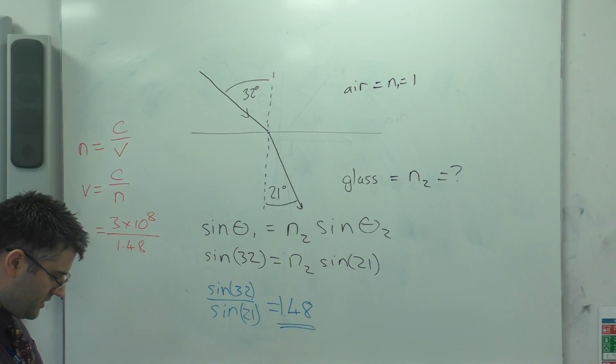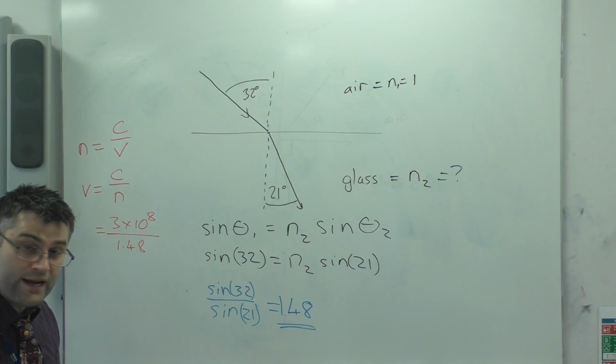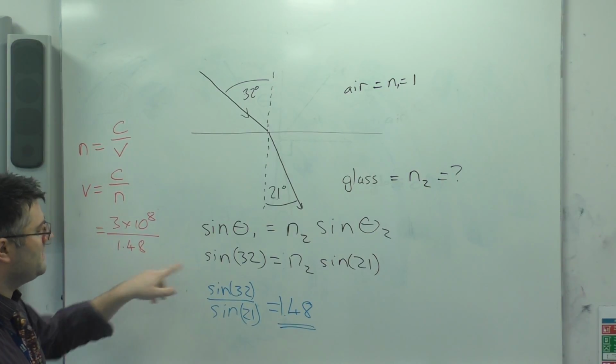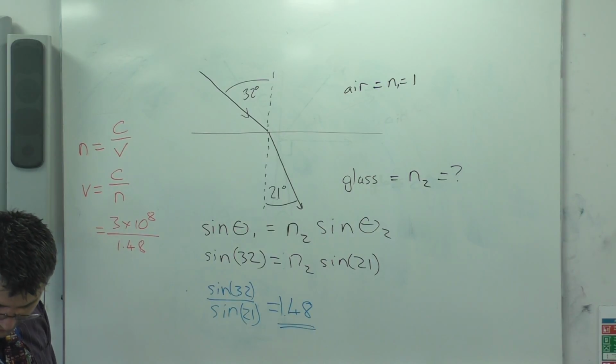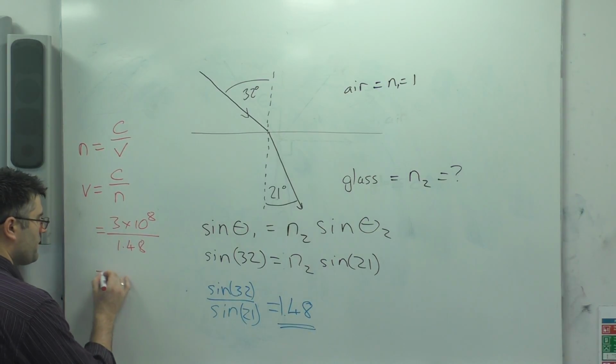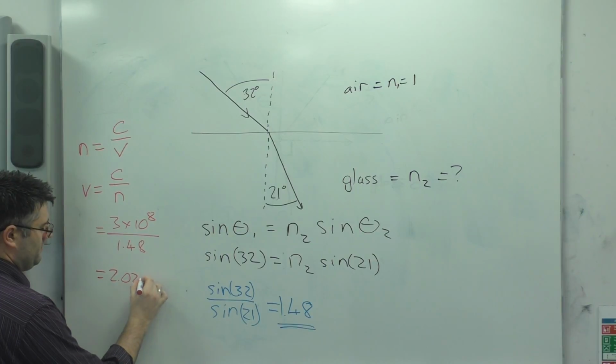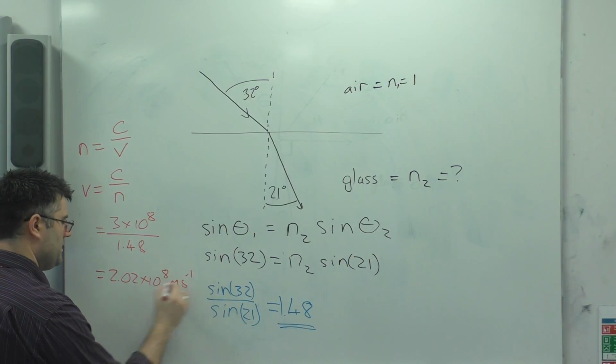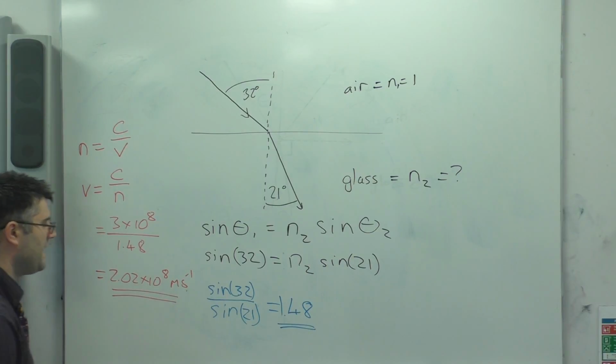So that gives us 2.03 times 10 to the 8, but we'll go with 3 significant figures here. We get away with 3, so 2.02 times 10 to the 8 meters per second. So that is the speed of light in that glass block.